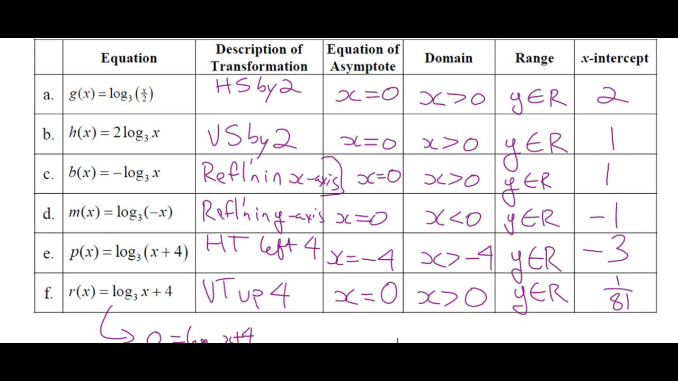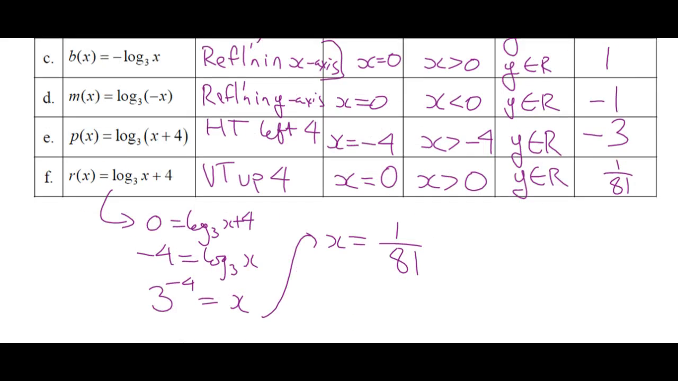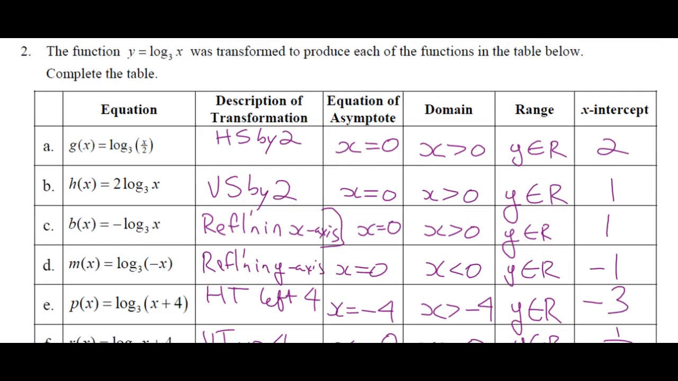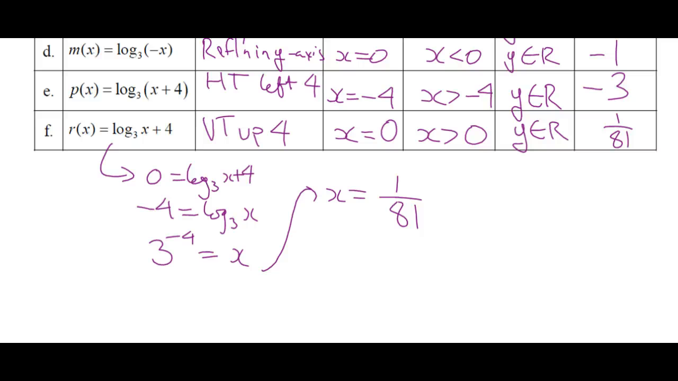Okay, so here are the answers that you should have gotten. And the last one, the x-intercept, how do you get an x-intercept? You set y to 0. So set y to 0, so -4. Okay, I can't solve this, but I've changed it from logarithmic form to exponential. 3, the base, to the exponent -4 is equal to the value x, which will be 1 over 81. 1 over 3 to the 4th, 1 over 81. So your x-intercept is 1 over 81.